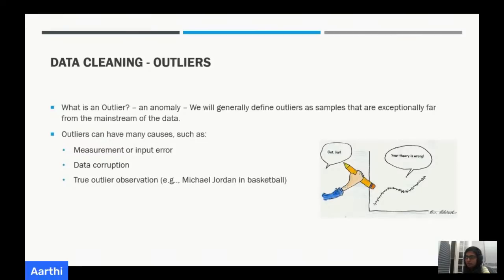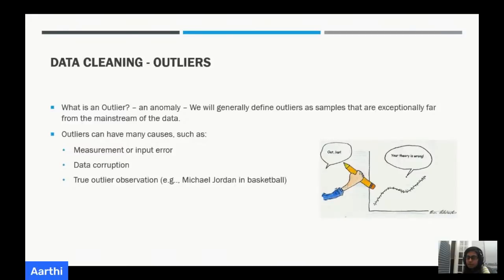Should you still retain it in your data so that you also account for those outliers? For example, Michael Jordan in basketball, or some other player with an exceptional record, will be an outlier when you compare him with other people, right? Like if you want to compare Roger Federer with someone else, of course there will be a true outlier. So you need to keep that in mind.